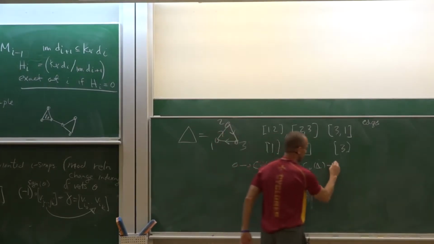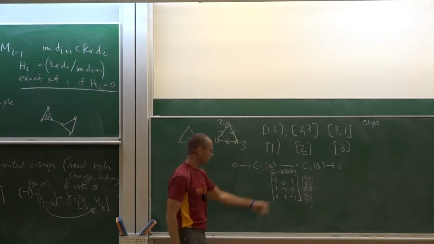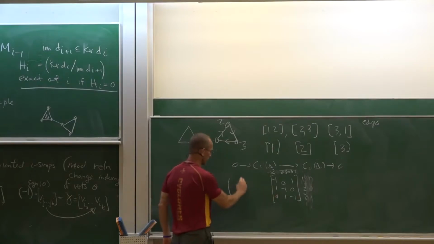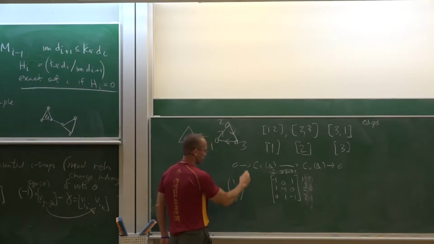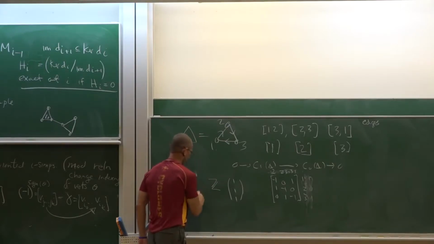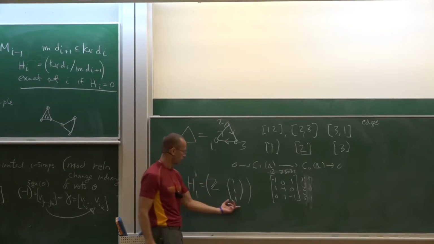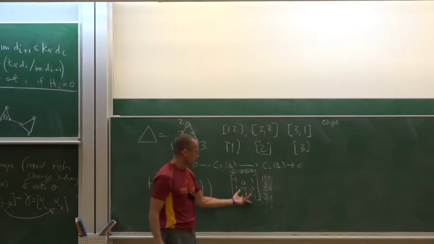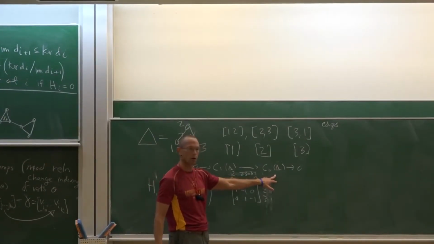So we compute, and when we compute the homology of this, you can see that the kernel of this is generated by 1, 1, 1. So if we're using Z coefficients, H1 of this thing would be a free module with 1, 1, 1 as the basis. This matrix has rank 2, so H0 is the co-kernel of this.